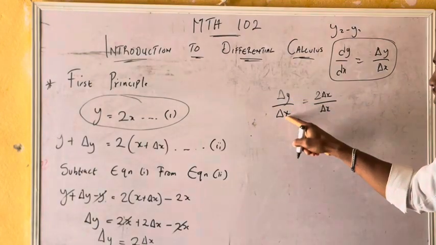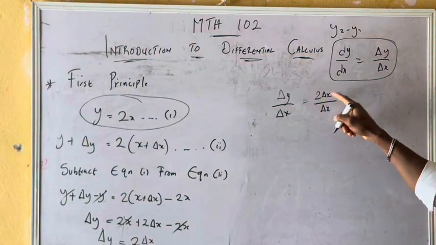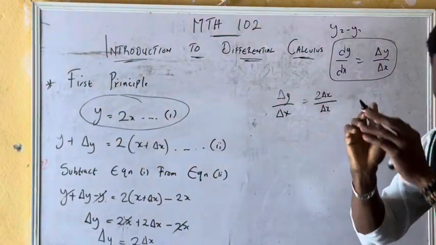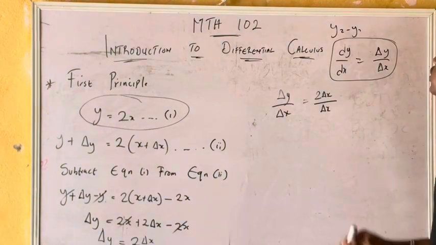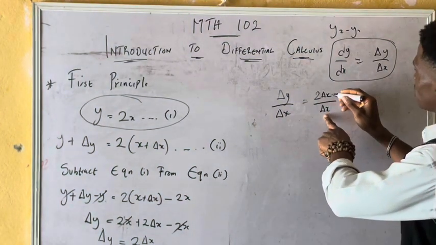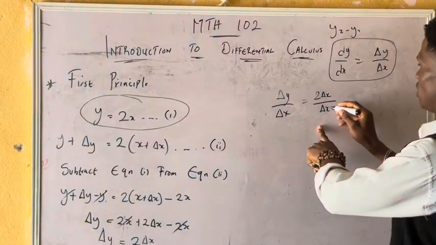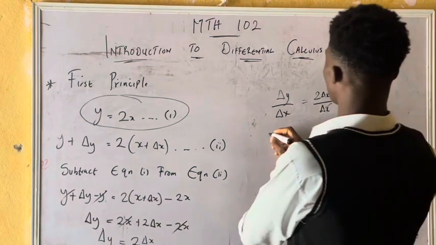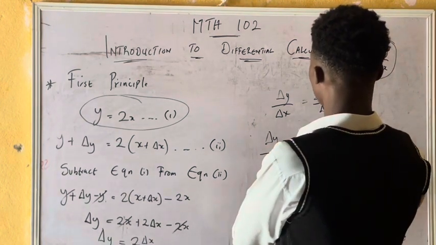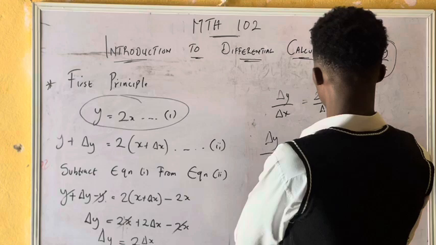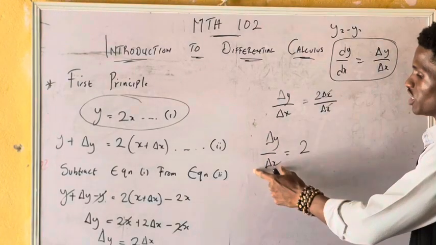Change in y over change in x is equal to 2 change in x over what? Change in y, which is the same as dy over dx. Yes. Now, this is change in x, this is change in x. It can cancel out. So it means that change in y over change in x is equal to what? 2. Change in y over change in x is equal to 2.